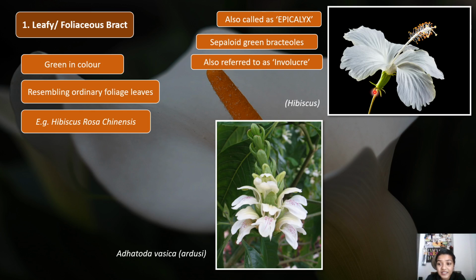So since this looks like involucre bract, these are also called involucre bracts. But we are going to next understand about involucre bract, where you will be able to relate why this is called involucre bract also, and what is its resemblance to the involucre, right? So I hope that leafy or foliaceous bract is clear with you. Since these are green in color and these resemble the ordinary foliage leaves, therefore these are called leafy or foliaceous bracts.